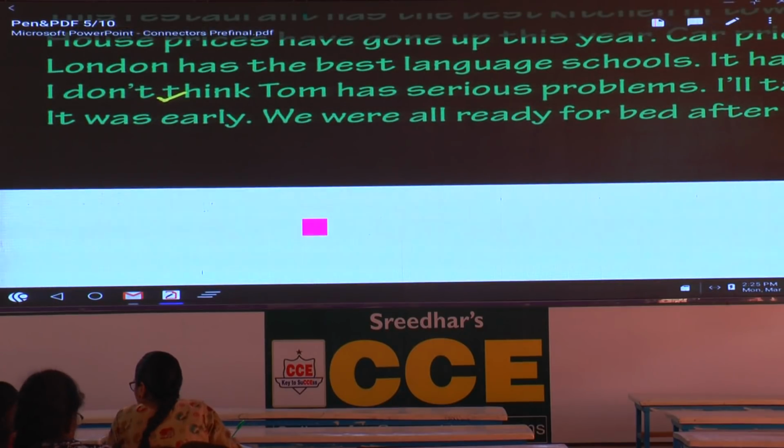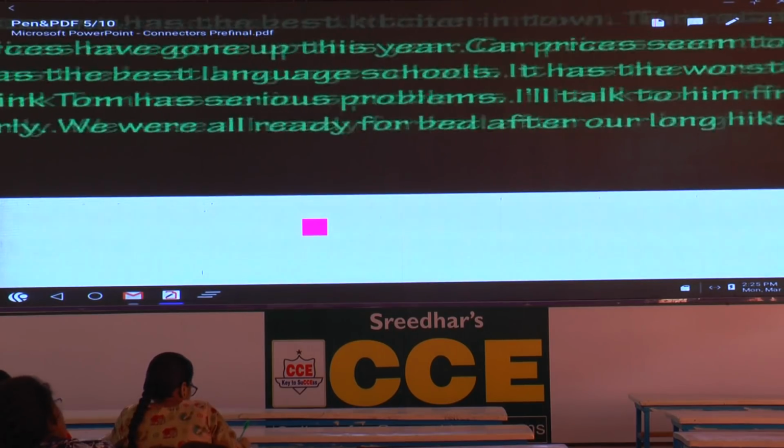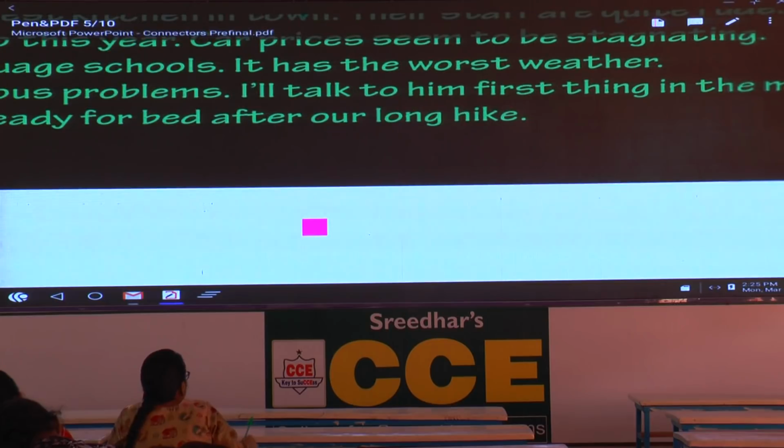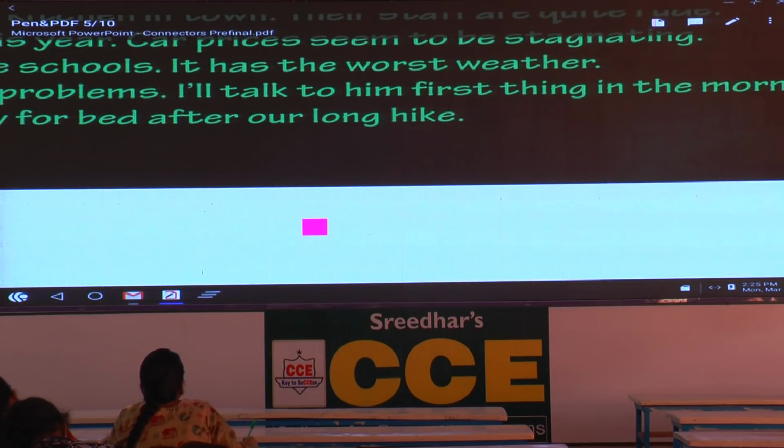I don't think Tom has serious problems. Next one. I don't think Tom has serious problems. Second sentence, I will talk to him first thing in the morning.